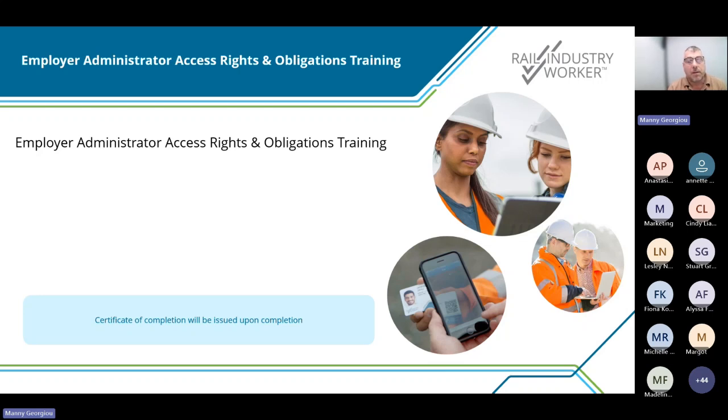As I said, I think it's a really valuable tool. It's another tool that you have in your tool belt to ensure that the administrators that we have on the RIW system are able to perform their roles at a high level. Okay. Leslie, is there anything else that you want to add?